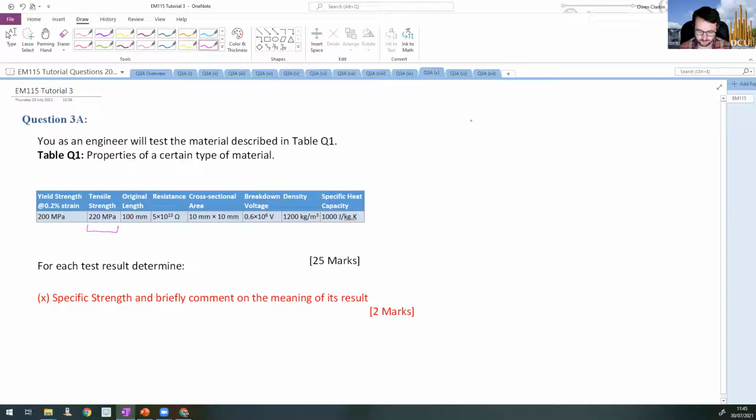Okay, so the equation for specific strength, and if this is tensile, is equal to the tensile strength over the density. Okay, and no matter what you're asked in terms of specific, so if it's specific yield strength you're asked for, then it's yield strength over density. If it's specific elastic modulus, then it's the elastic modulus divided by density, etc. Okay, so essentially this is a strength to weight ratio.